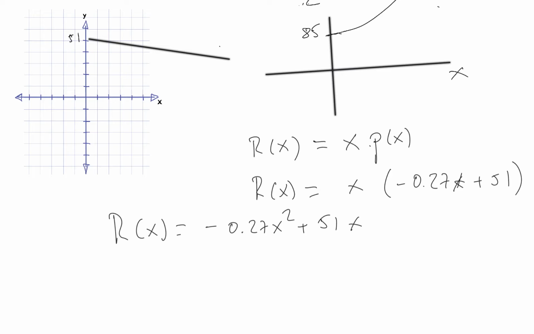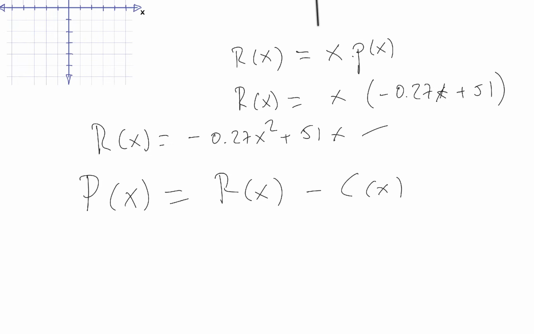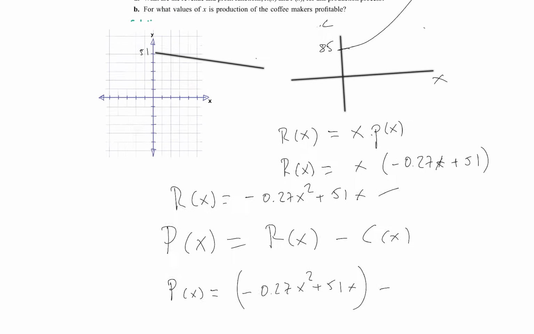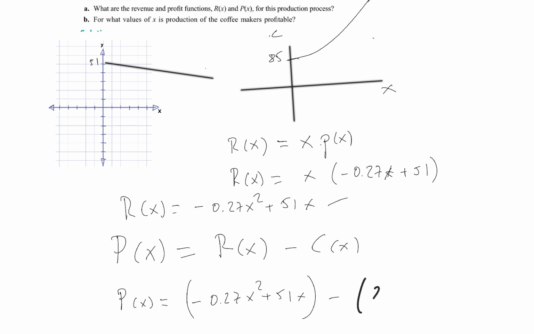And what is the profit when you sell X units? The profit P when you sell X units is the revenue, the amount that has gone to your pockets, minus the cost that it cost you to produce X units. So the profit function P of X will be R of X minus C of X. R of X is minus 0.27x squared plus 51x. This is R of X minus C of X. C of X is given here, is 2.23x squared plus 3.5x plus 85.